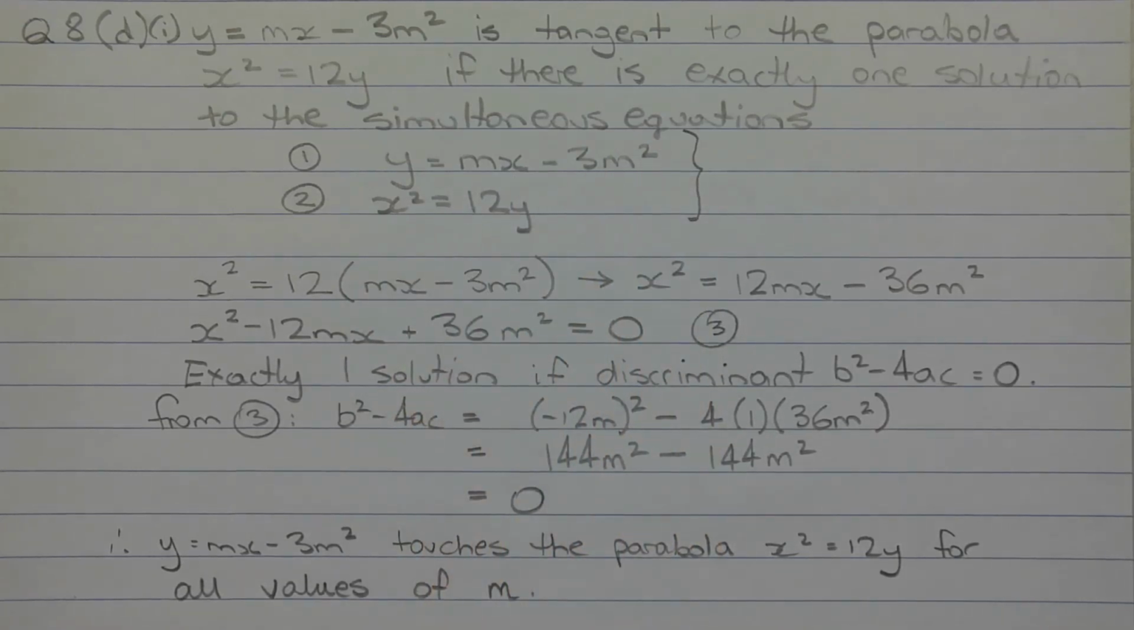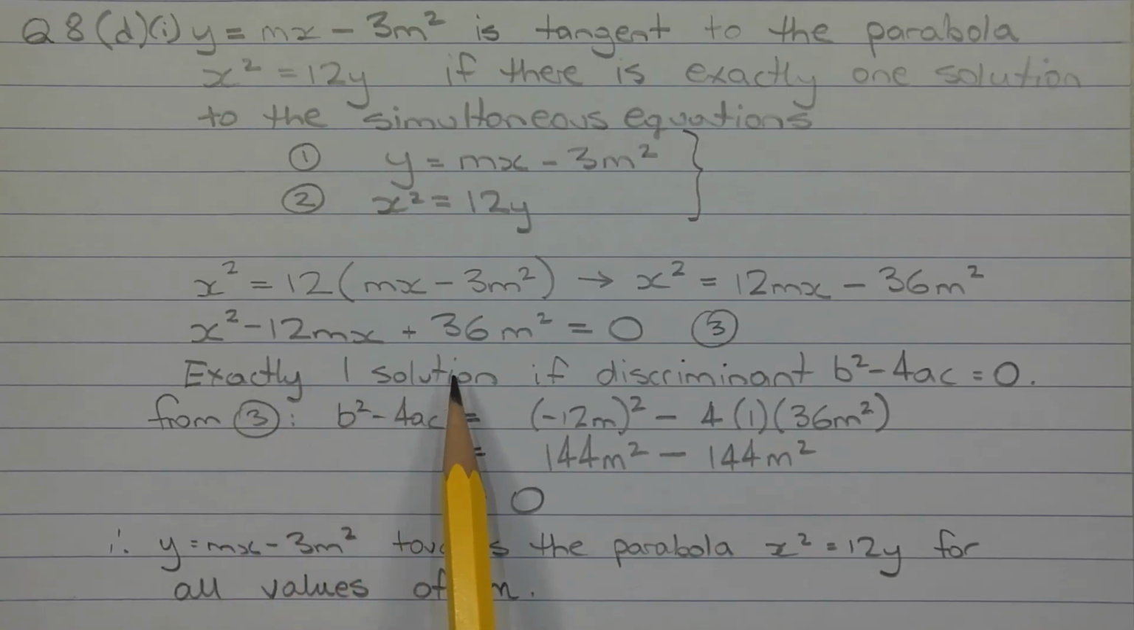So using the substitution method from equation number 2, we have x squared equals 12 times mx minus 3m squared. So I've substituted mx minus 3m squared from equation 1 for y in equation 2. Expanding the brackets on the right hand side, we get x squared equals 12mx minus 36m squared. Moving the terms on the right hand side over to the left hand side, we can form a monic quadratic equation, x squared minus 12mx plus 36m squared equals 0. We'll call this equation number 3.